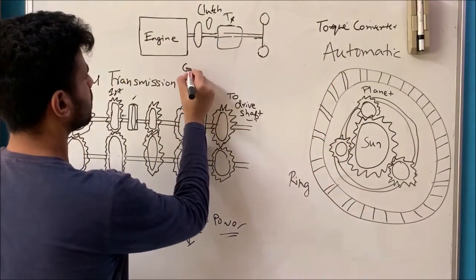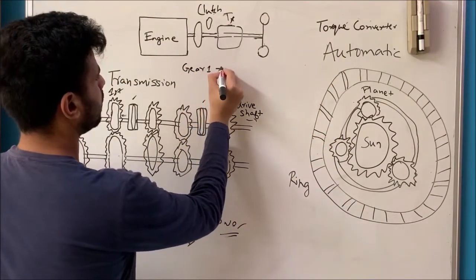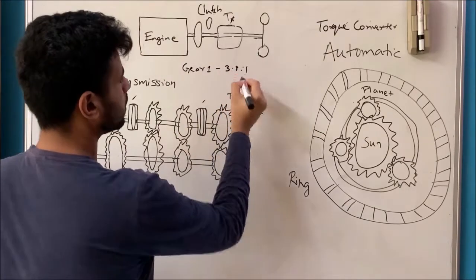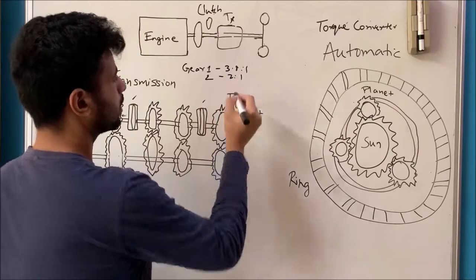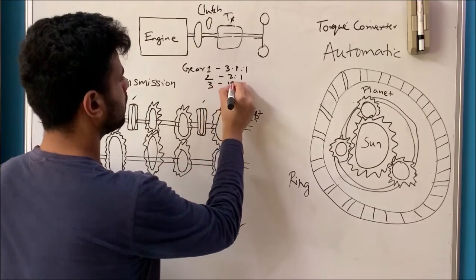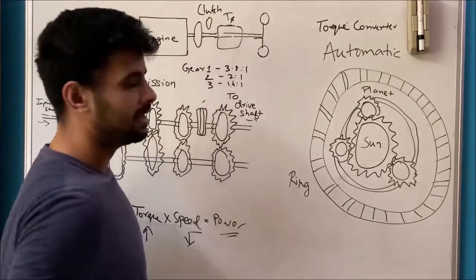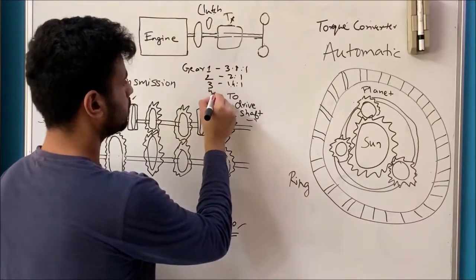First gear is 3.8 to 1 gear ratio. Gear 2 is 2 to 1. 3 I think is 1.4 to 1. And fourth gear is actually 1:1.